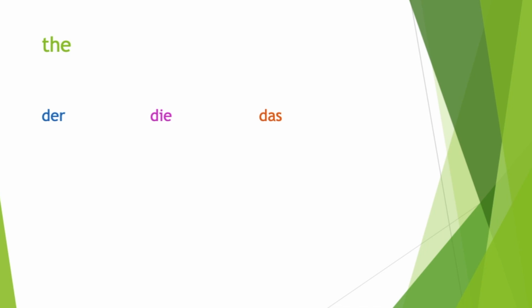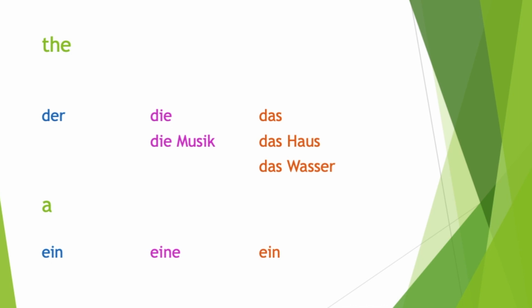Actually, you already kind of knew that the translates to different words because we already learned die Musik, the music, das Haus, the house, and das Wasser, the water. For a, we only have two words, ein and eine, because der and das are both ein. So if I wanted to say a house, what do you think that would be in German? Ein Haus. Good. All nouns start with a capital letter, as you might have already noticed.